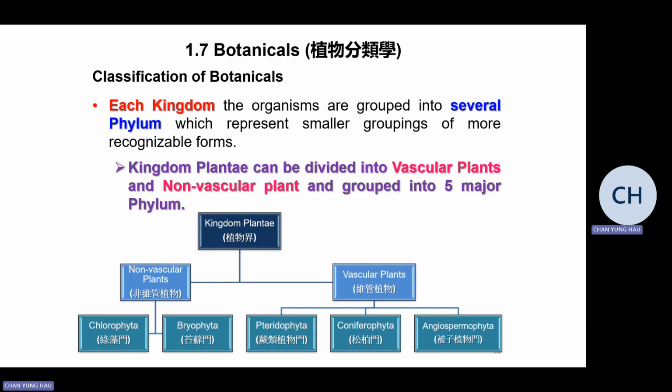For example, we only extract the kingdom of Plantae to discuss. It can further be divided into vascular plants and non-vascular plants. The non-vascular plants can be divided into two, and the vascular plants can be further divided into three. I will give you some examples of botanicals that belong to these groups and are commonly used in cosmetic products soon.